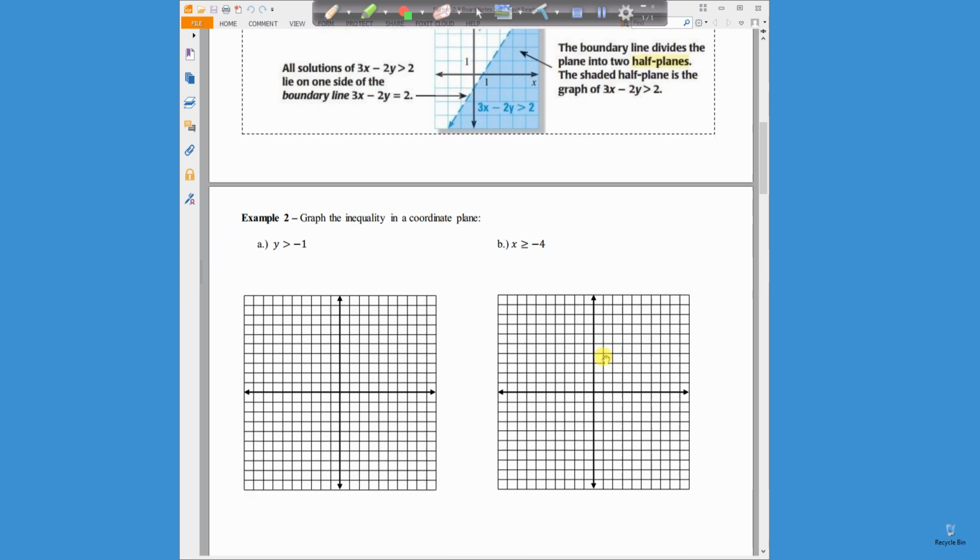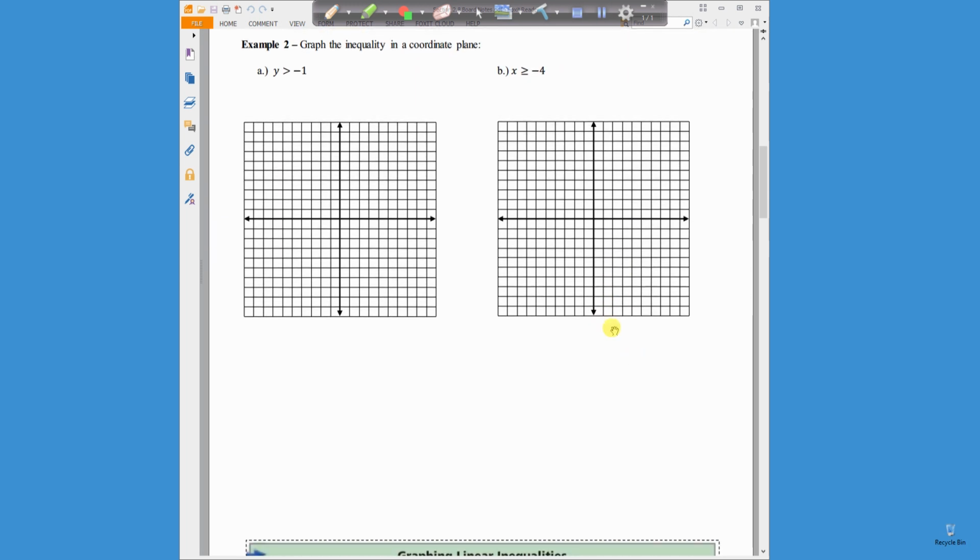Alright, so let's try and graph some. Basically this whole section deals with graphing. So let's graph some inequalities. The first two in our example 2 here are just one variable inequalities. Now we've kind of done example 2b before, but we did that on a one-dimensional number line. Now we're doing this in a two-dimensional coordinate plane, so it's going to look a bit different.